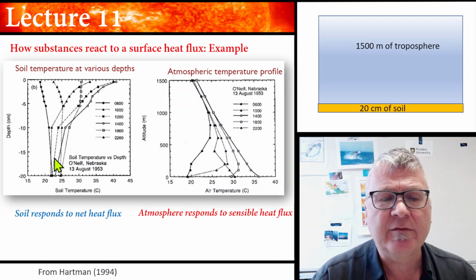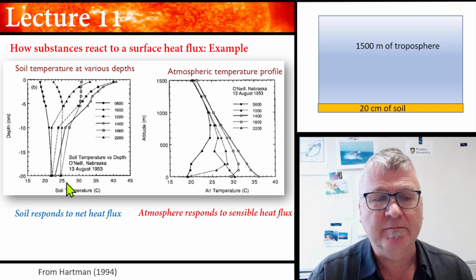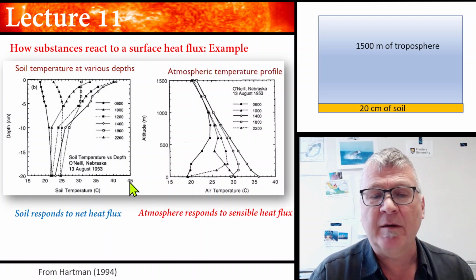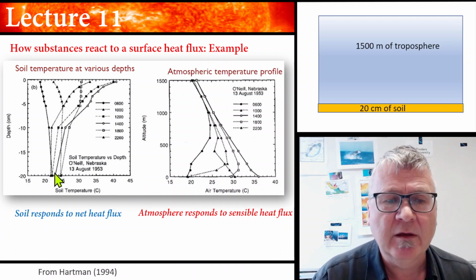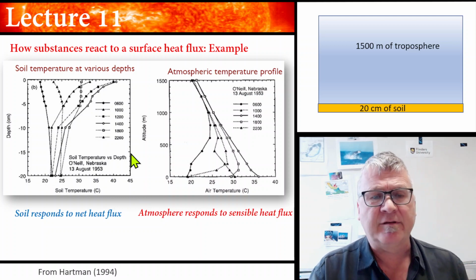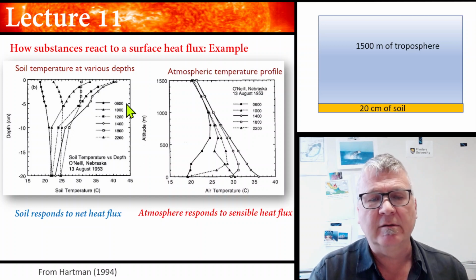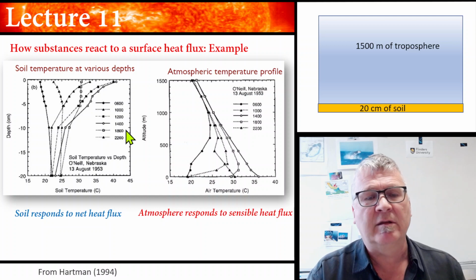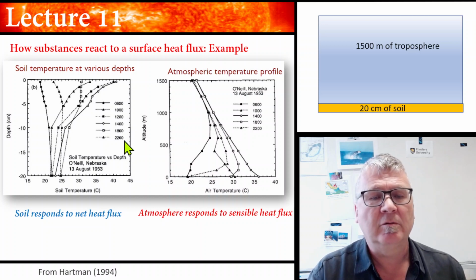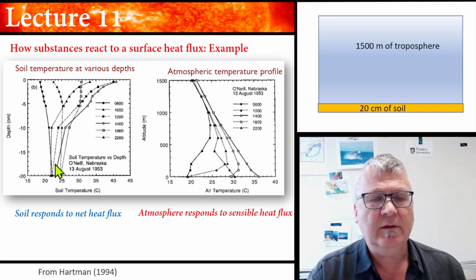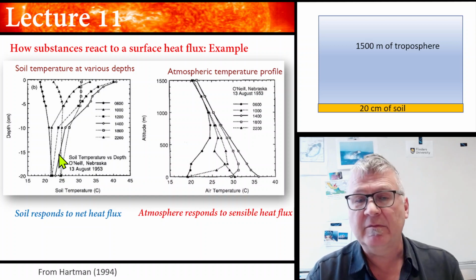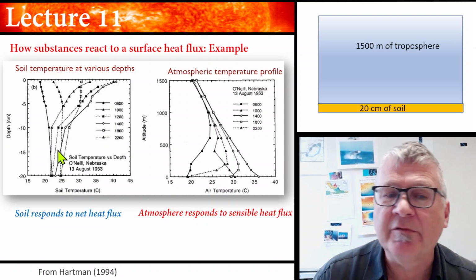And let's have a look at that. Shown are temperatures here. You can see the temperature range on the x-axis. On the left side is the soil temperature. And at different times, it starts at 6 o'clock in the morning, then 10 o'clock, 12 o'clock, 2 o'clock in the afternoon, 6 o'clock in the evening, 10 o'clock at night. Same time of the year.